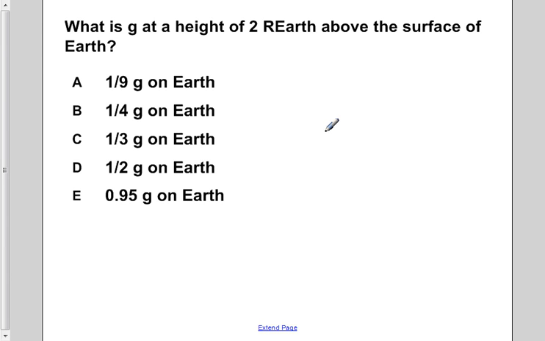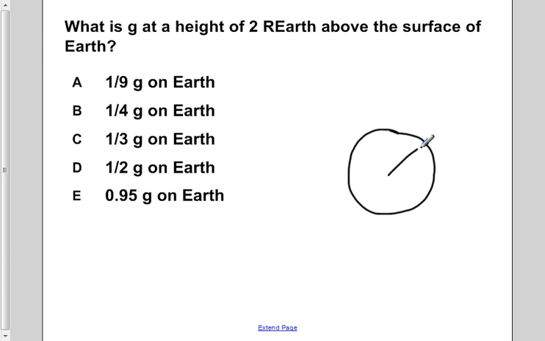What is g at a height of 2 R_Earth above the surface of the Earth? So the first thing we need to know is what the gravitational field is here, what the acceleration due to gravity is when we're 2 Earth radii above the surface. So let's draw a picture showing what this means.